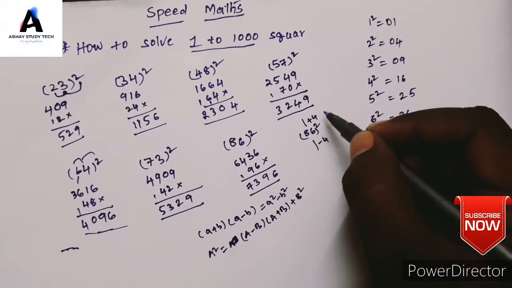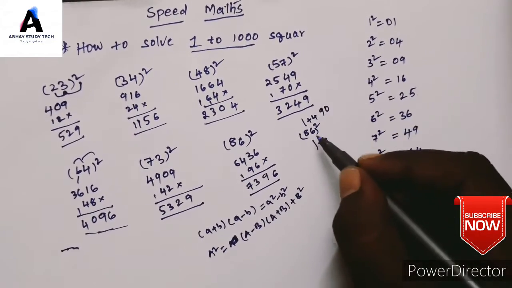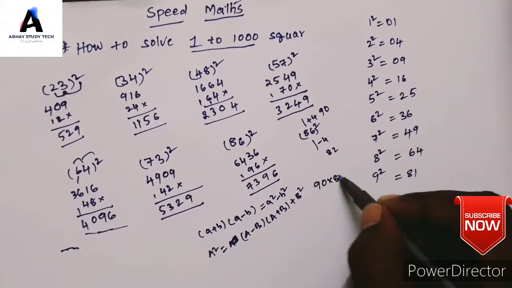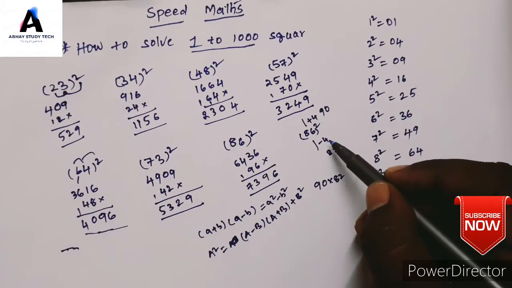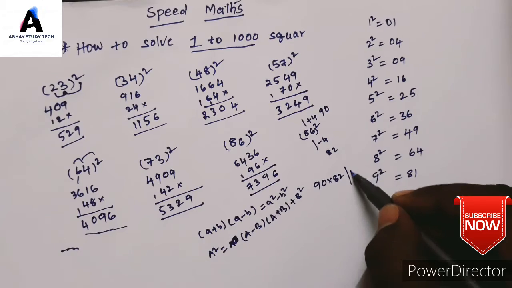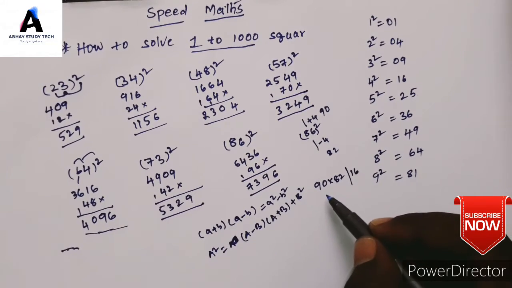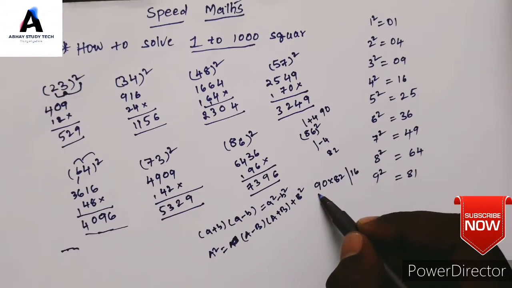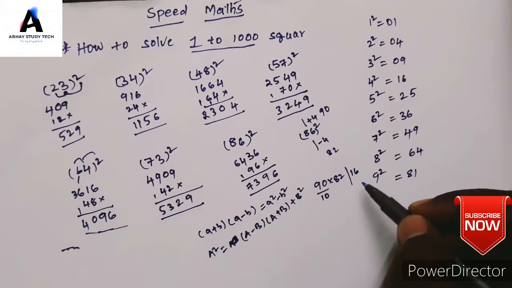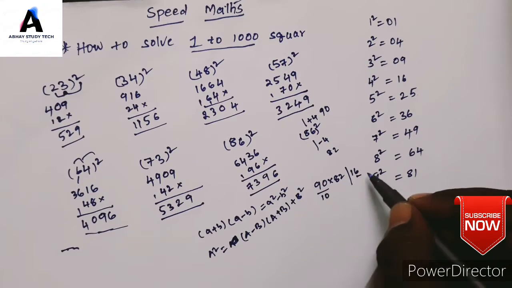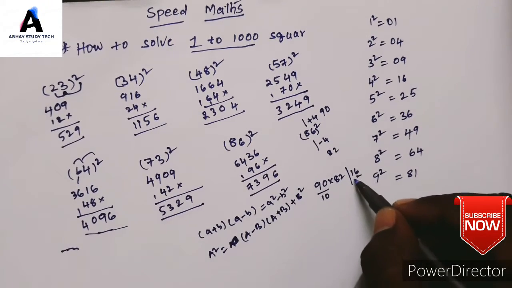What happened? 86 plus 4, 90. 86 minus 4, 82. 90 into 82. We square the number we added or subtracted, 4. We square it. Then 16. 90 I can write as a single digit, then I will divide by 10. When divided by 10, this single digit is written the same. This one is carried to this number.